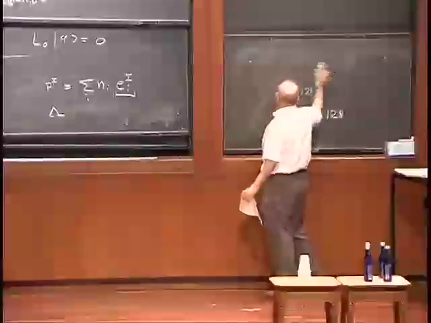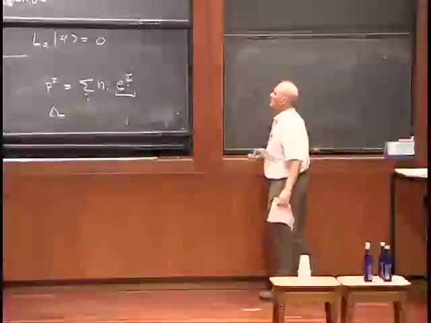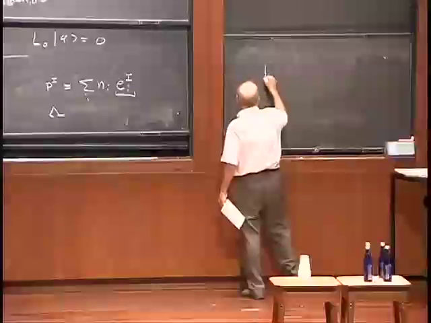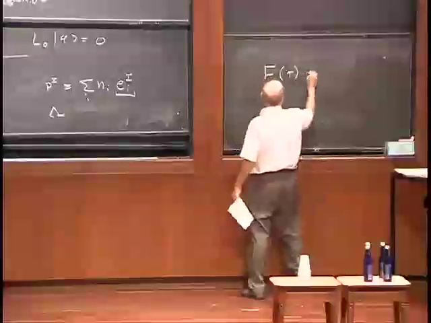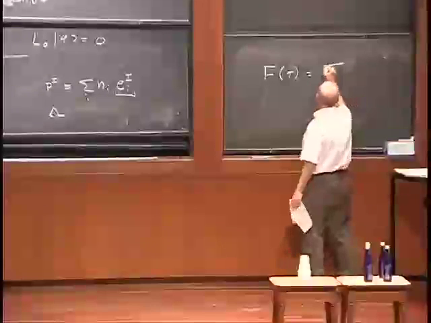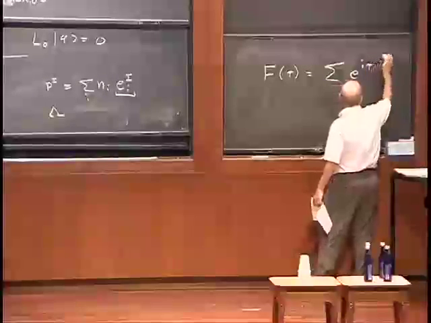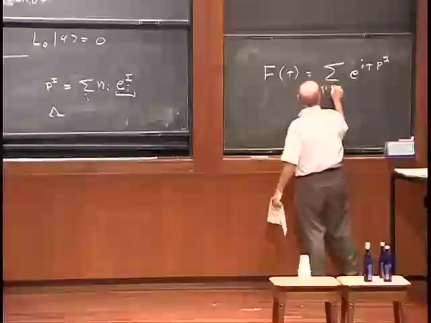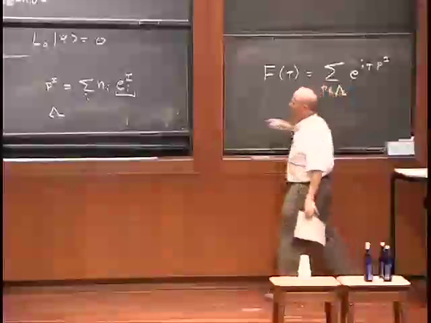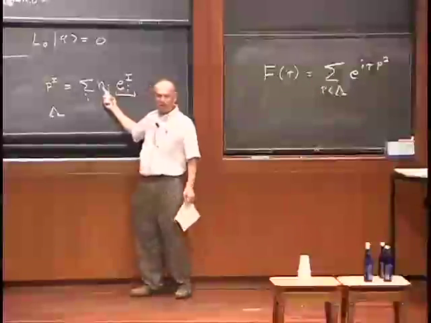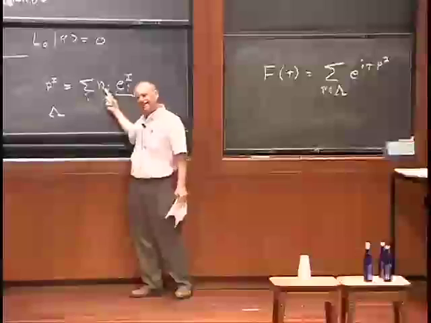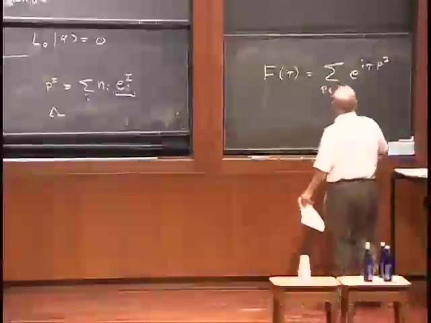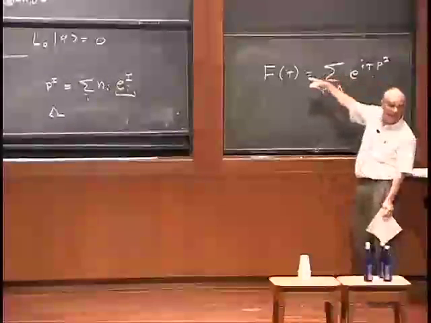So the quantity that appears is some function of a parameter tau, which is given by e to the i tau p squared, where the p is summed over the lattice. So you take all the vectors in this lattice. In other words, you sum over all these integers n. All 16 integers are each summed from minus infinity to plus infinity. That describes the lattice. You're doing that sum in forming this object f of tau.